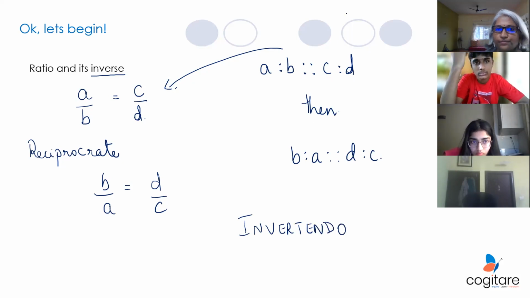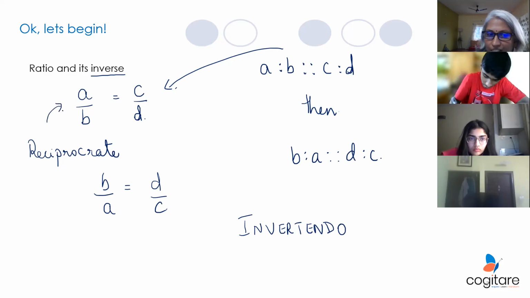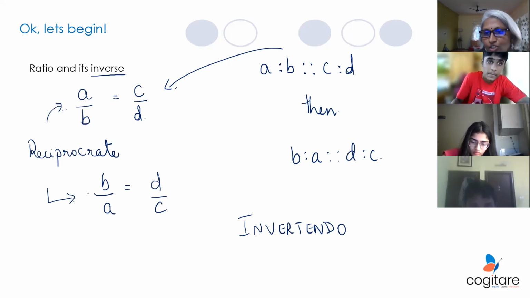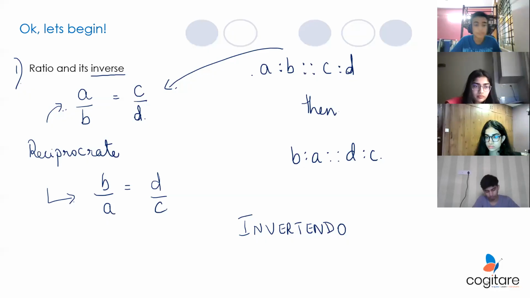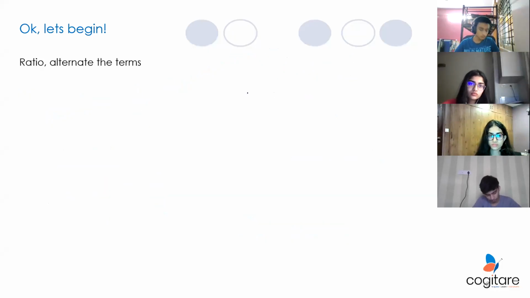Make a note. Anywhere you see this, you can even write this. Why am I keen on writing this? It may help me simplify some expressions. That's all. Any theorem you use here is to simplify expressions. Now what we will do: I take a ratio and I will alternate the terms.